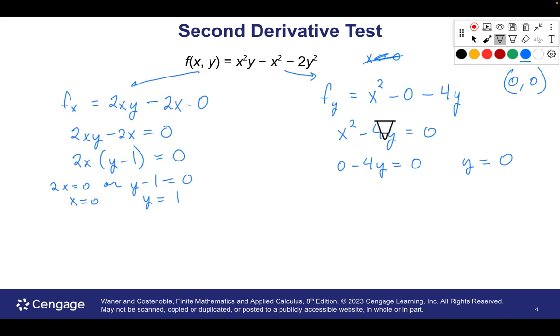We could put in y equal to 1. That gives us x squared minus 4 times 1 equals 0. X squared equals 4, adding 4 to both sides. So x equals, take the square root of both sides, plus or minus 2. Okay, so we got that one when y was equal to 1. So that gives us 2 critical points: 2, 1, and minus 2, 1.